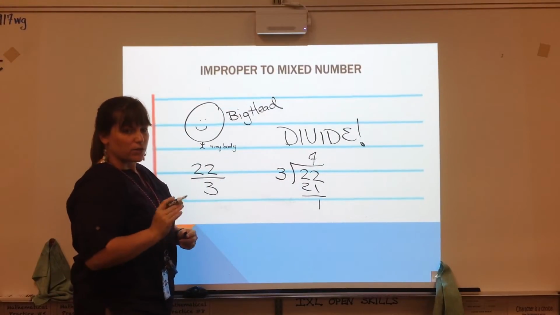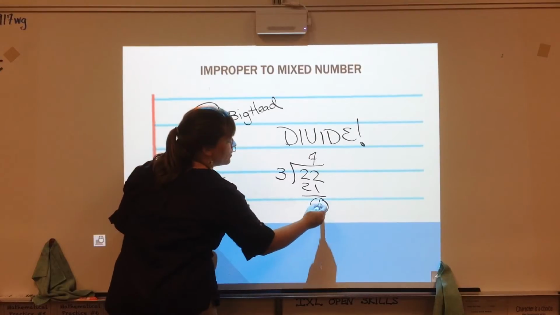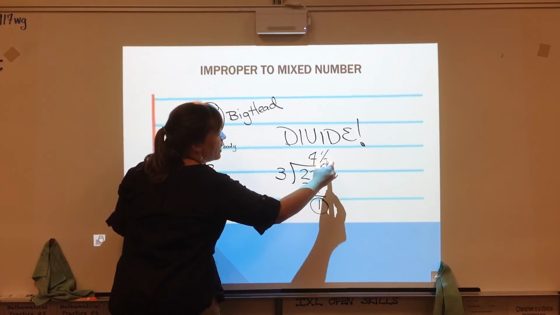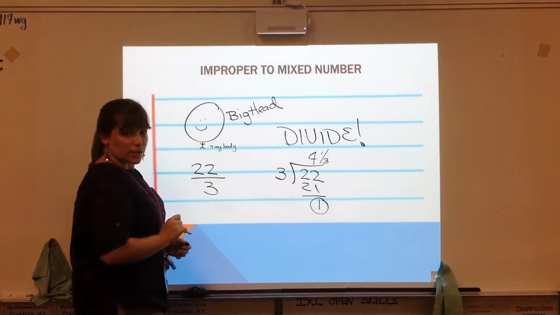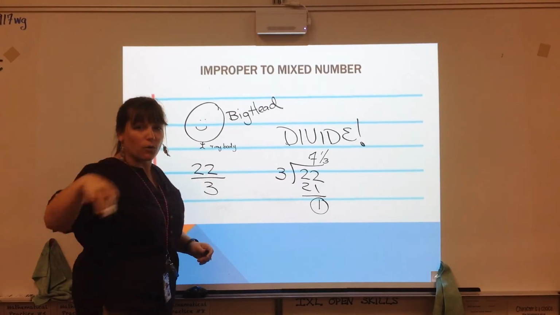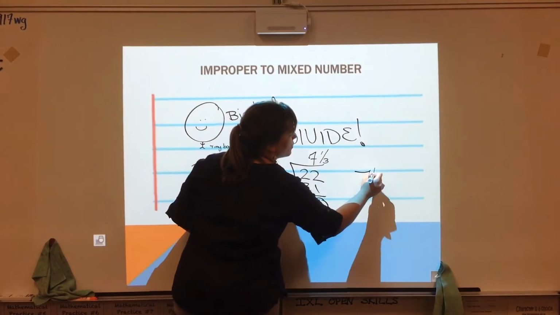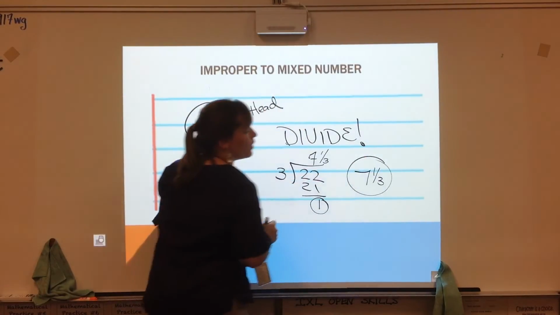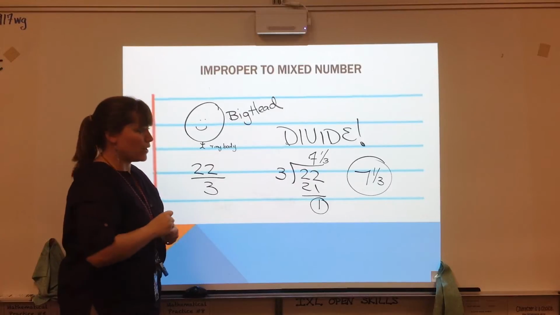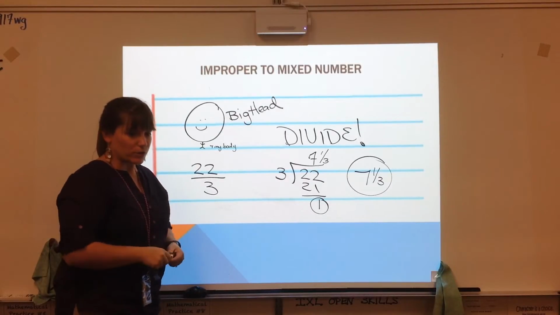So, just a little review. The 1 is going to be the numerator, and the 3 is going to be the denominator. So we have 7 whole pizzas and then 1 piece left over. It's always a good idea to make sure you circle that mixed number when you're done, just so that I know you know what the answer is.